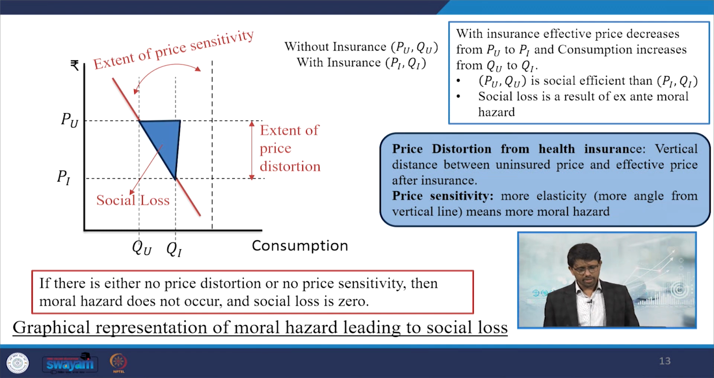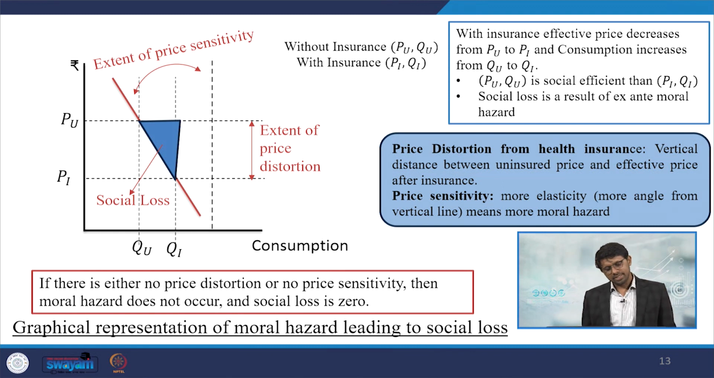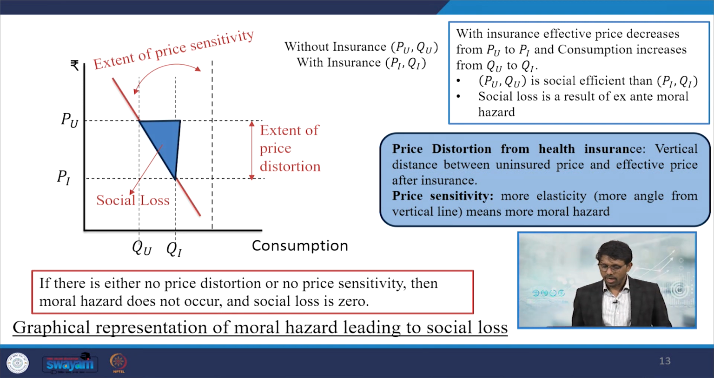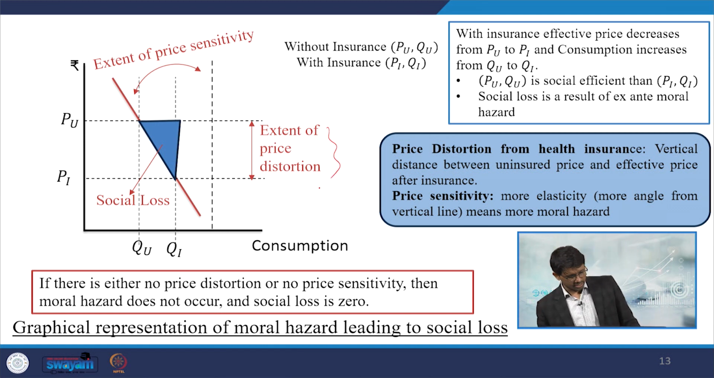Okay. And if there are any sensitivities, then of course it will change the narrative, and we will see how it happens. So, with insurance, the effective price decreases from PU to PI, and consumption increases from QU to QI. So, PU QU is the socially efficient one. However, PU QU is not what is chosen because insurance is opted for. So, the final choice is PI QI, and social loss results due to the ex ante moral hazard problem. Price distortion from health insurance is explained as the vertical distance between the uninsured price and the effective price after insurance. Okay. And we will explain these things.